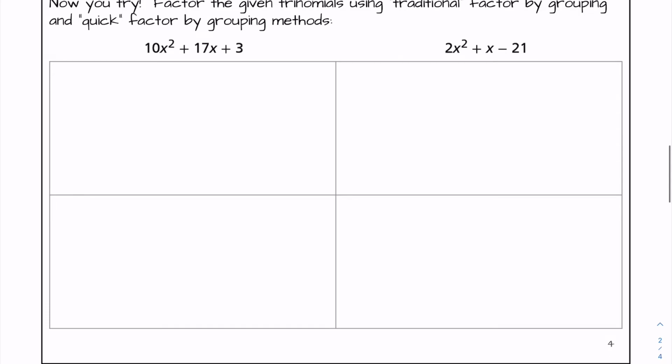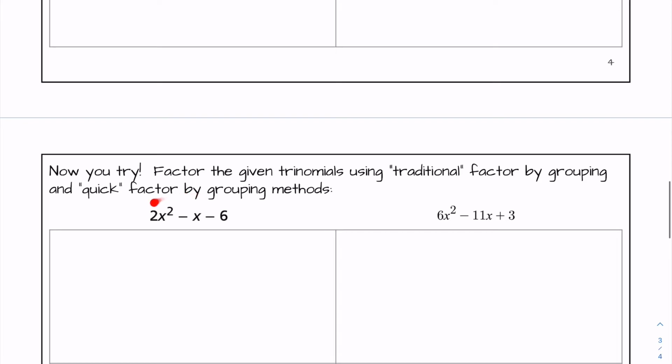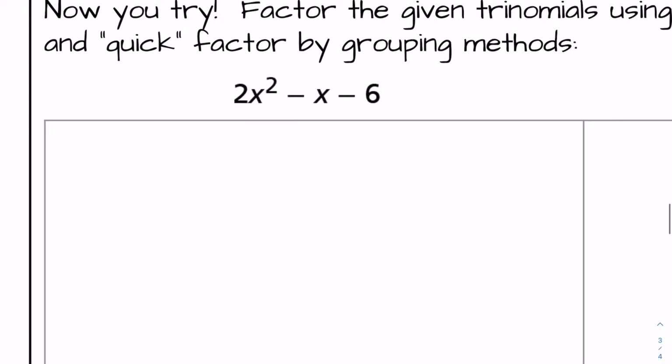Okay, let's do some with negatives. Yeah, let's get this one with the negatives here. This one should be good. So I'm going to factor, let me first write 2x squared minus x minus 6. And I will do a times c, which is going to be 2 times negative 6, which is negative 12.